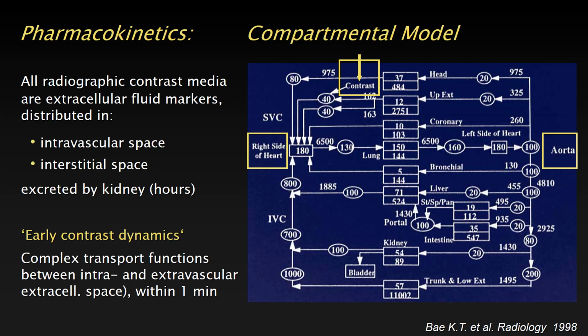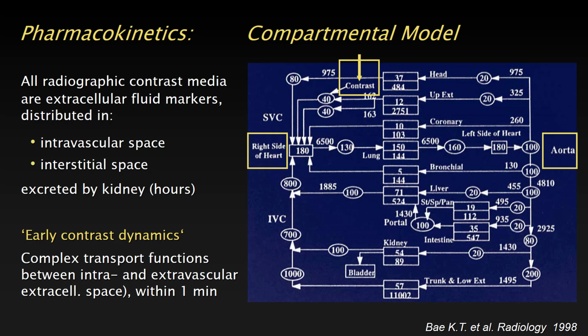So once they're in the liver and they get into the interstitial space, then the whole organ enhances, and ultimately they're going to be excreted by the kidneys. So early contrast dynamics refers to the kind of complex phase while contrast is still coming in. It gets distributed and redistributed between all these spaces before it gets ultimately excreted. And so that's the thing that we want to look at.